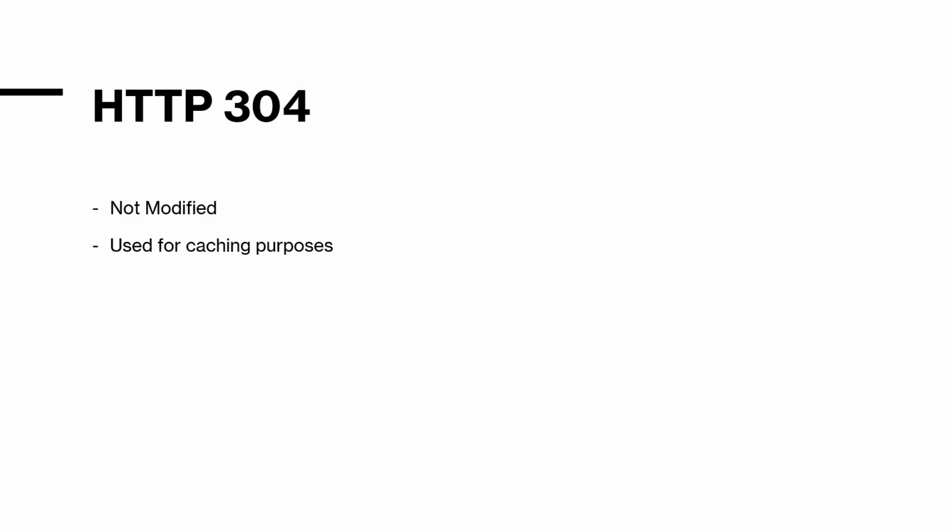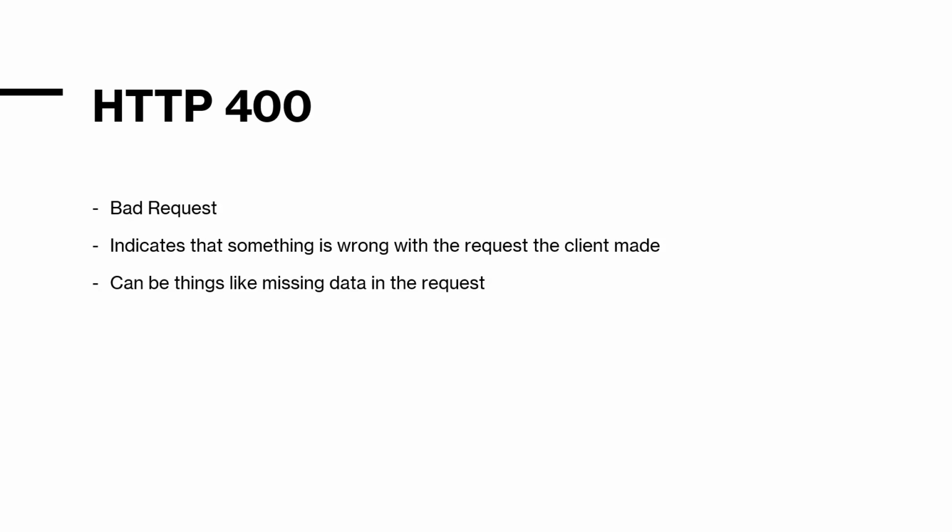304 basically means what you're requesting has not been modified since the last time you requested it, so we're not going to go ahead and give you the resources again, just load your cache. This is mainly used by your browser. It's not really important for the end user to know. It's just used to make your websites load faster, a little bit of caching.